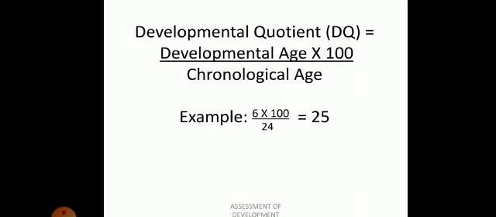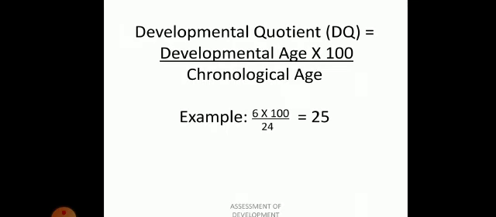The child should achieve this sitting skill at the age of 6 months, but he learned it at the age of 2 years, at the end of 24 months. So we can say that the developmental quotient is 25. You can express it as a percentage also, that is 25%. Here we took the example of sitting, which is a gross motor developmental milestone, but it should not be only from gross motor milestones. It should be an average from all these domains.